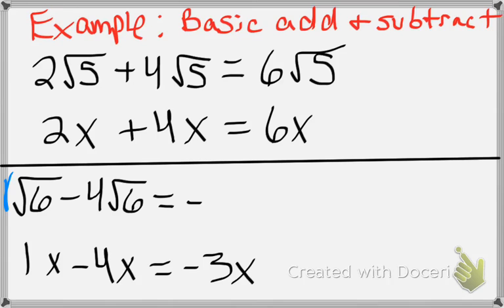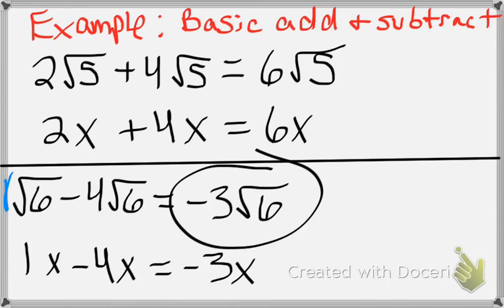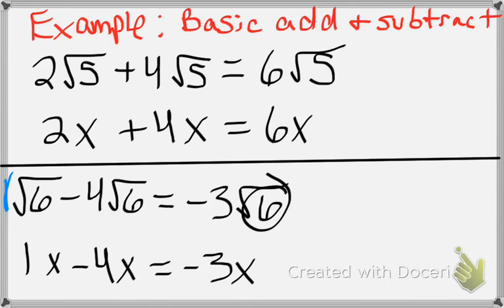1 minus 4 is negative 3. So just keep the like term, square root of 6. So your answer is negative 3 times the square root of 6. That is the fully simplified answer. And if you're not sure if it's fully simplified, check the factorization of 6. You'll notice you'll have no doubles.